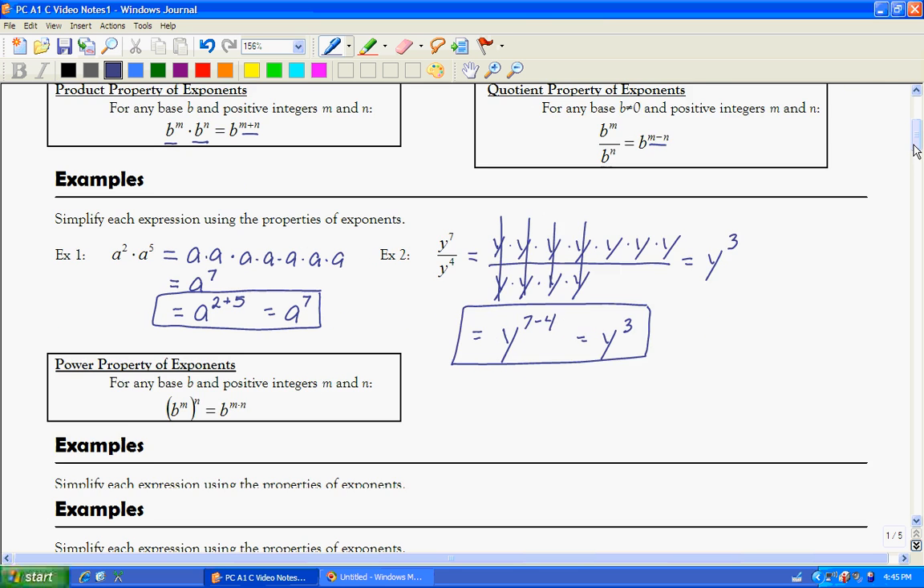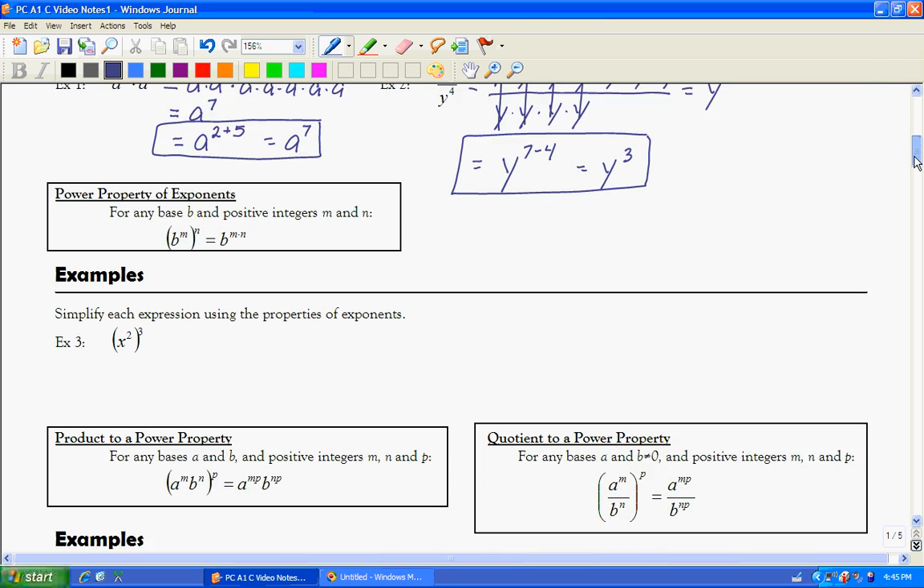Okay, let's take a look at our next property, which is the power property of exponents. So for any base b raised to a power, which is then raised to another power, so a power to a power rule, you may have heard that in your last series of books. When that happens, what you do is you multiply the powers together. So a power raised to a power, multiply the exponents together.